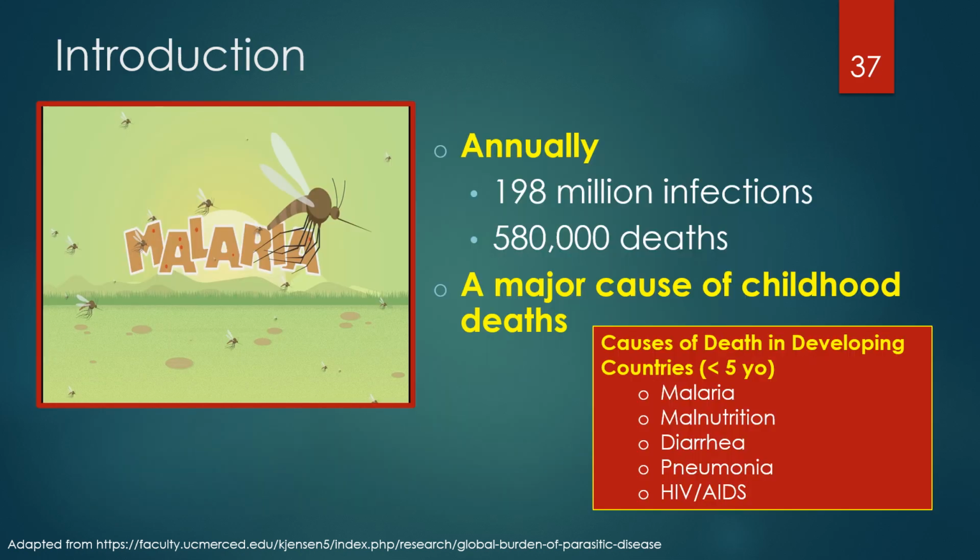Malaria infects approximately 198 million people, resulting in over 580,000 deaths annually. Malaria is one of 5 major causes of death in children under 5 in developing countries. The 5 major causes of death in children under 5 are malaria, malnutrition, diarrhea, pneumonia, and HIV/AIDS. In the Gambia, from 1960 to 1990, 1 out of every 25 children under 5 years old died of malaria.